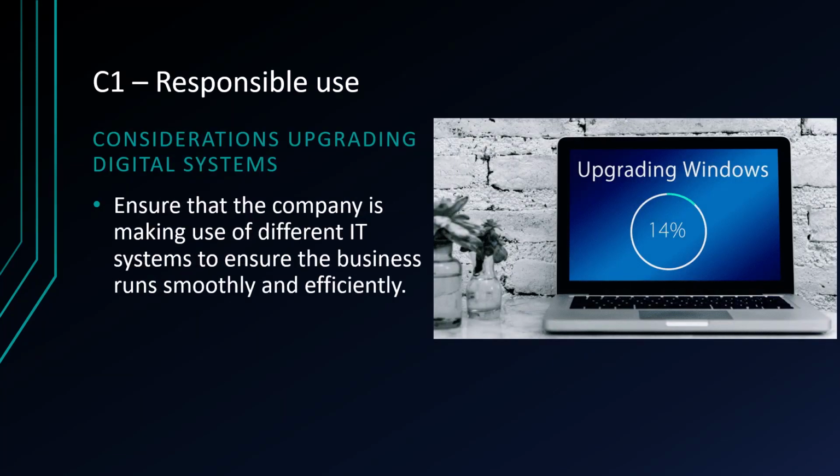So, considerations of upgrading digital systems. If we want our IT systems to run smoothly, we need to have the latest piece of software. For instance, the school I work in has just recently upgraded to Windows 10. Windows 10 is making the computers run a lot more smoothly, more effectively, more efficiently, and therefore the productivity of the students in class has gone up. This is because the computers are running faster, running a lot more smoothly, and it's a lot easier to interact with.